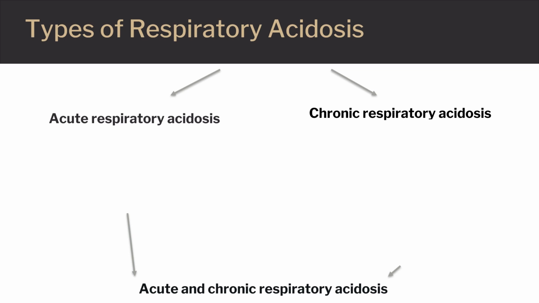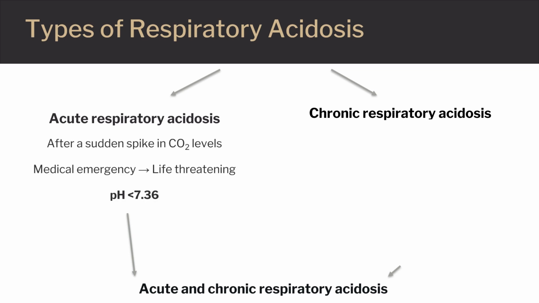Respiratory acidosis can be acute or chronic. Acute respiratory acidosis occurs after a sudden spike in CO2 levels once your body becomes less effective at getting rid of CO2. This type comes on quickly and qualifies as a medical emergency. Without treatment, symptoms will get progressively worse and they may become life-threatening. In acute respiratory acidosis, the PaCO2 is elevated above the upper limit of the reference range, over 6.3 kPa or 45 mmHg, with an accompanying acidemia, pH under 7.36.